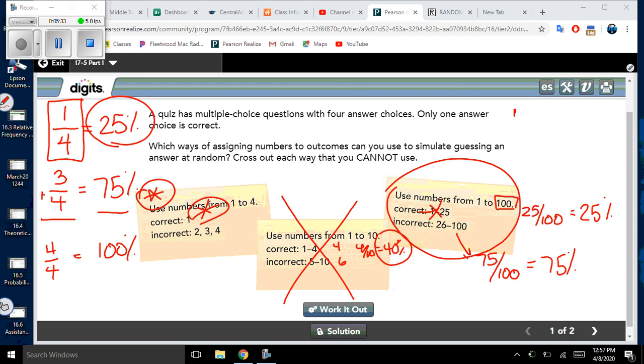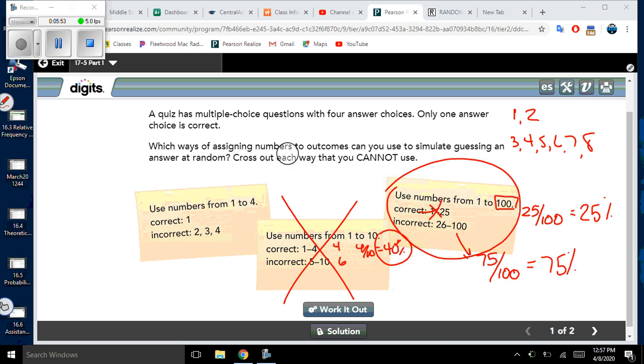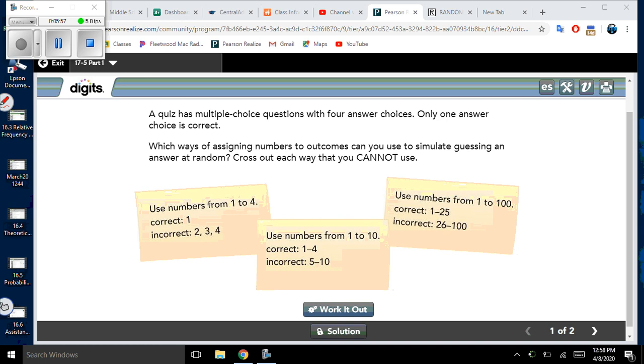You could say, hey, 1 and 2 represent correct answers, and you could say that 3, 4, 5, 6, 7, 8 would represent incorrect answers if you wanted to. So think of any fraction equivalent to 1 over 4, and you could use that type of variation. Again, I'd say, kids, keep it simple, stupid. All right, you want to make this as easy as possible for yourself with the fewest amount of numbers likely.